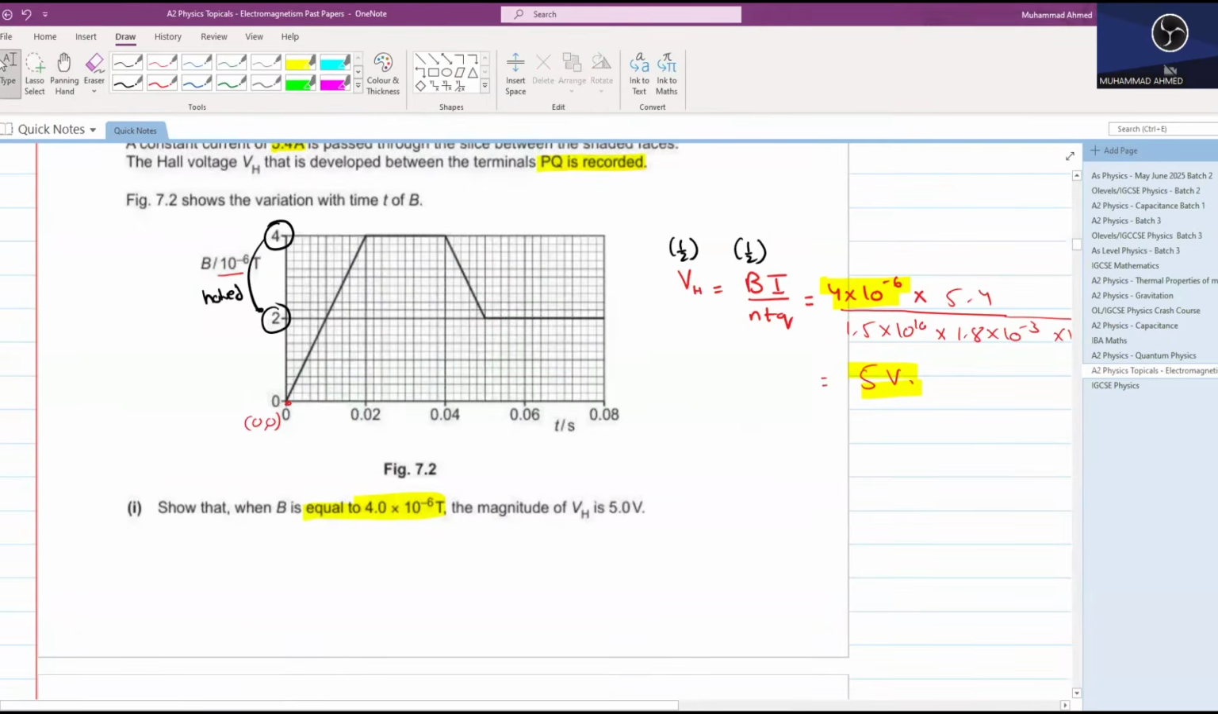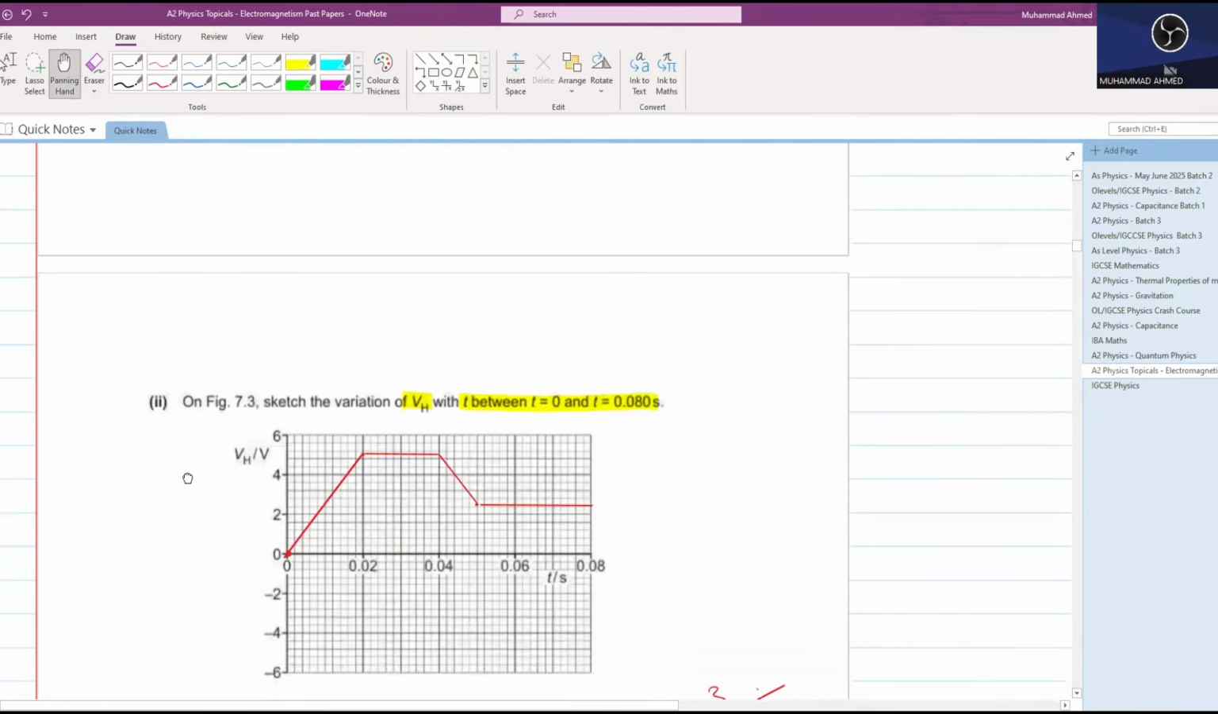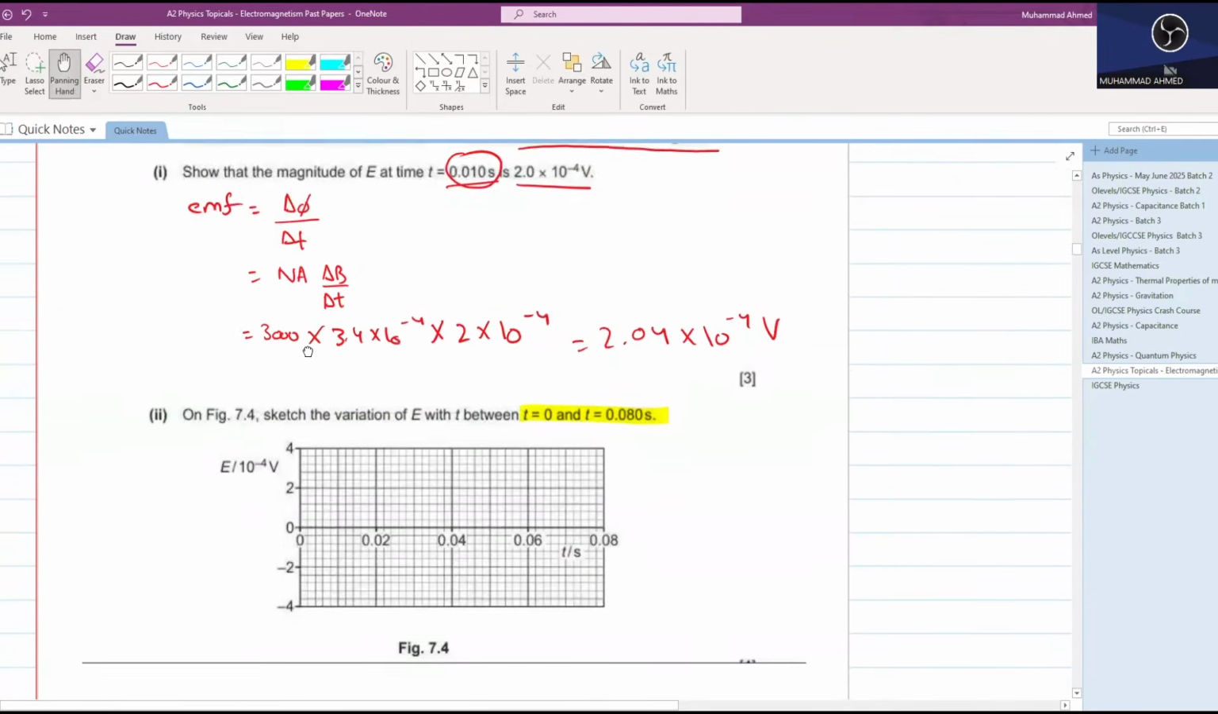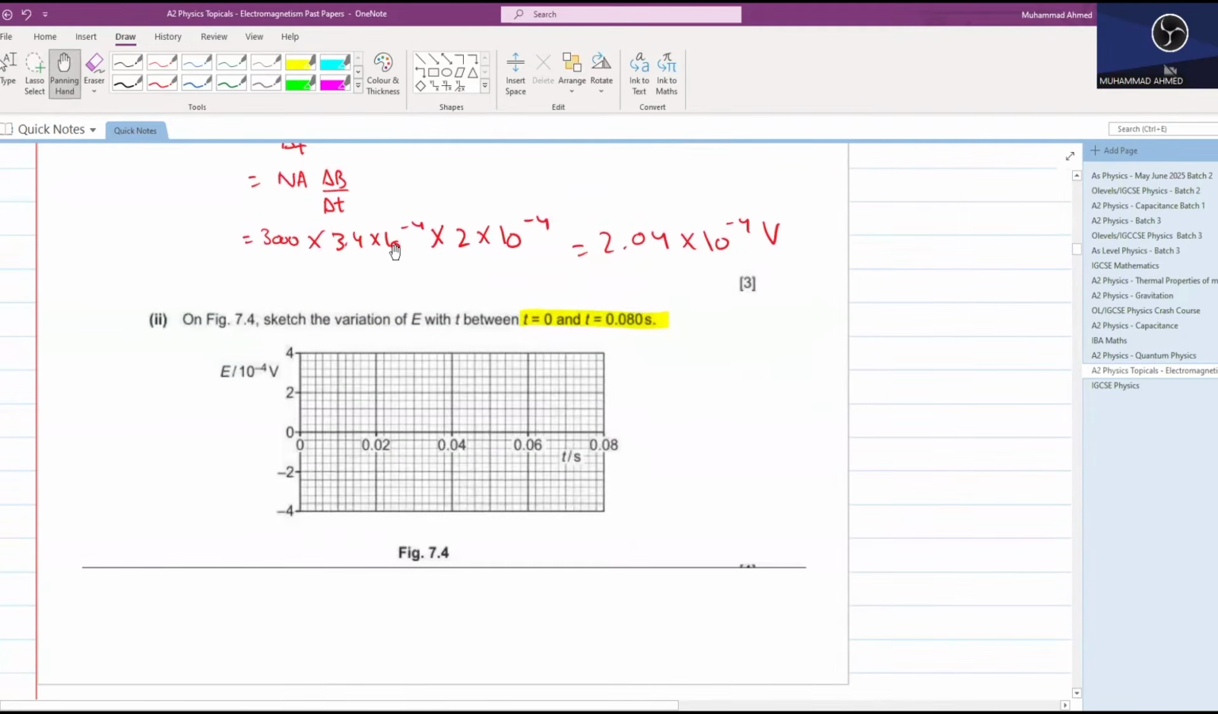Let's erase this completely. From 0 till 0.02 seconds, there is a positive gradient. Your change in B over change in t is positive. So basically your EMF will be positive as well. And what will be your value of EMF at 0.02? It will be something like this.